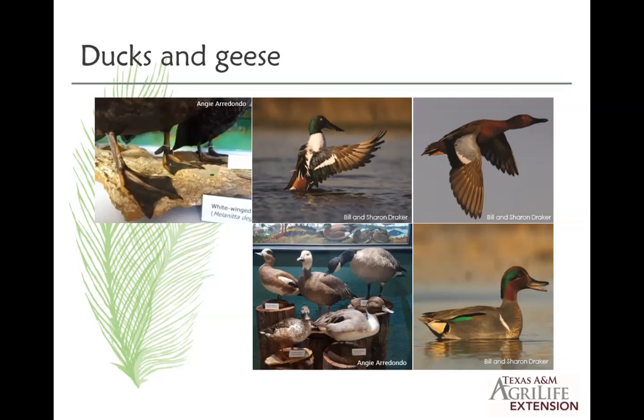So that top middle picture is a northern shoveler. You can see the green speculum along with the white color on the greater coverts of their feathers. And you can just see how colorful those are on those different types of birds.